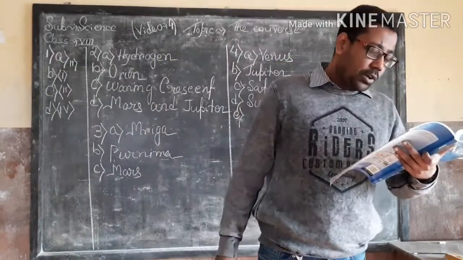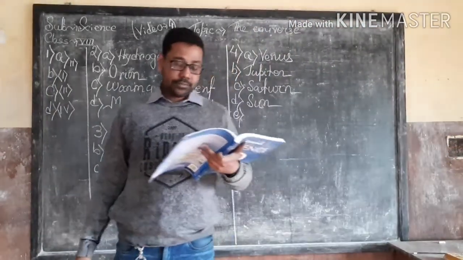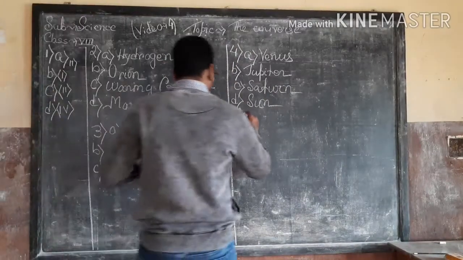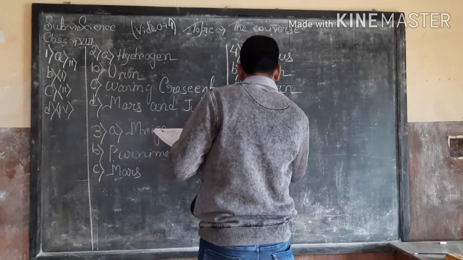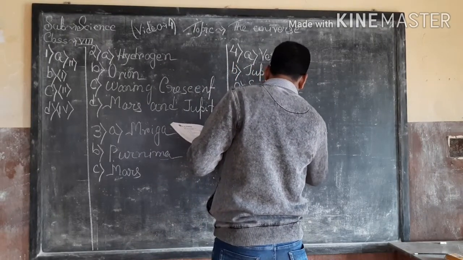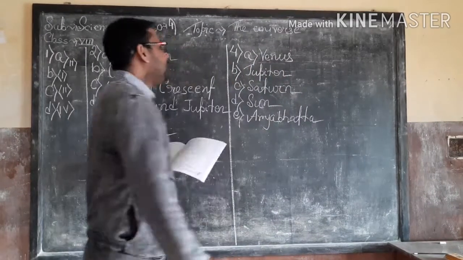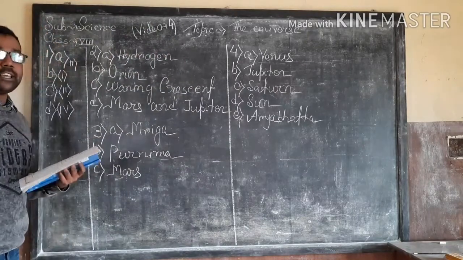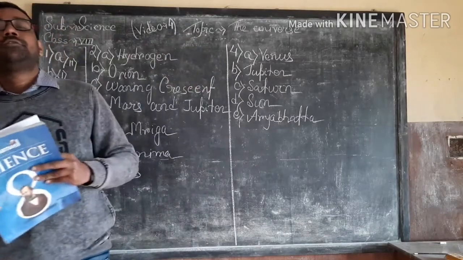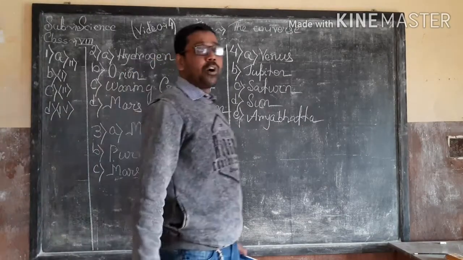EduSat was India's first artificial satellite. It is also false. Aryabhatta. This is the right answer for 4E. And the rest of the questions of question number 4 are for your homework.